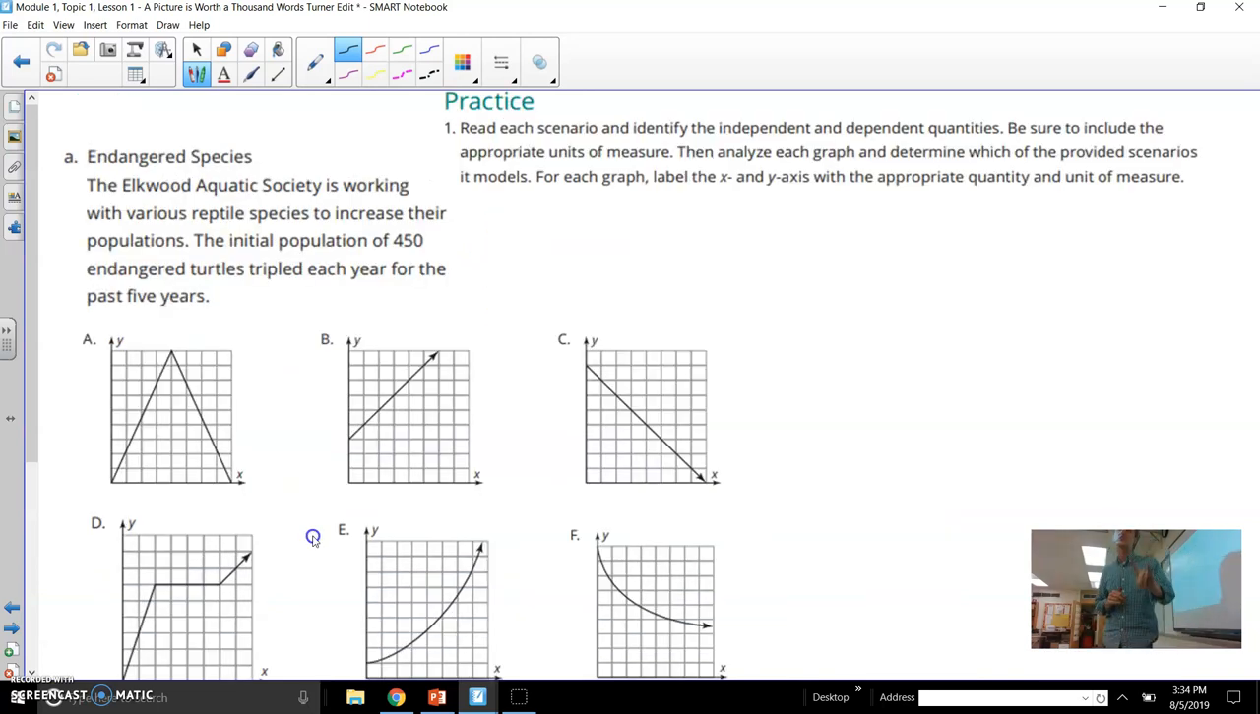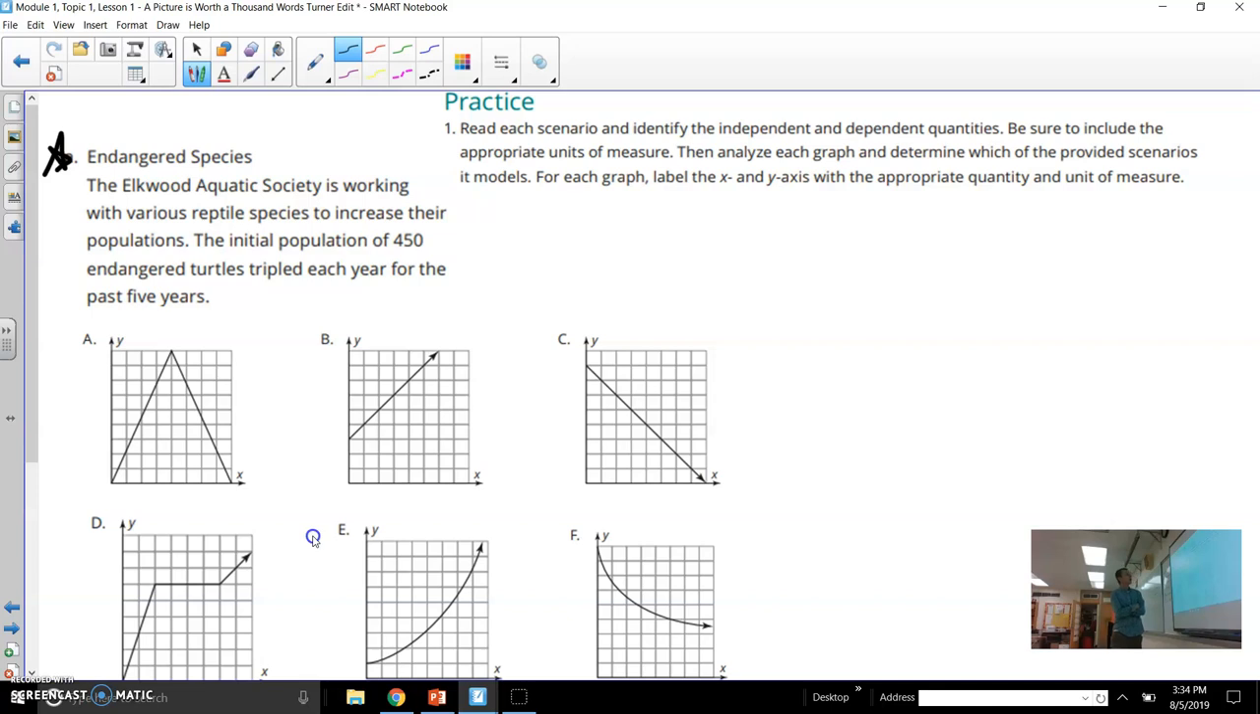So we're going to look at 2 of them together in this video, and for the rest of the assignment, you need to go and look at the other 4 scenarios and match the other 4 graphs in the same way that I demonstrate here. So let's look at question 1A, which is called Endangered Species. I'm going to read it.